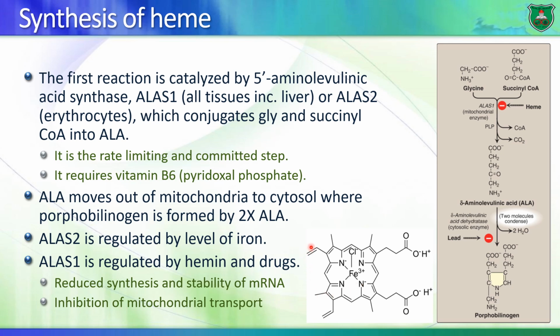Now, this is the structure of hemin. It differs from the structure of heme in having iron in the ferric state rather than the ferrous state, and it's also bound with a chloride ion.